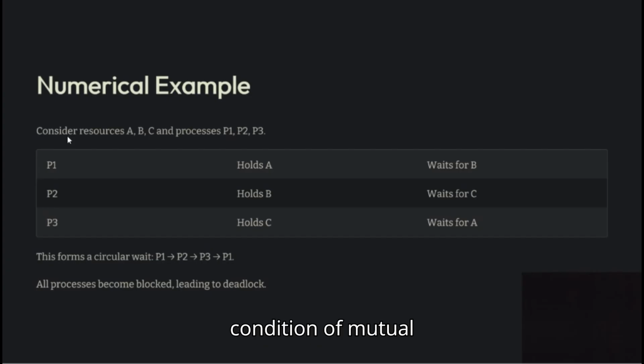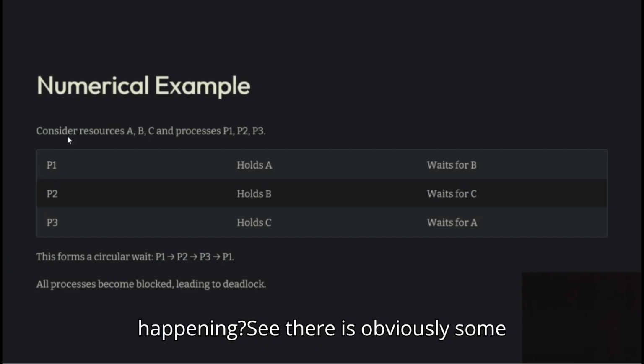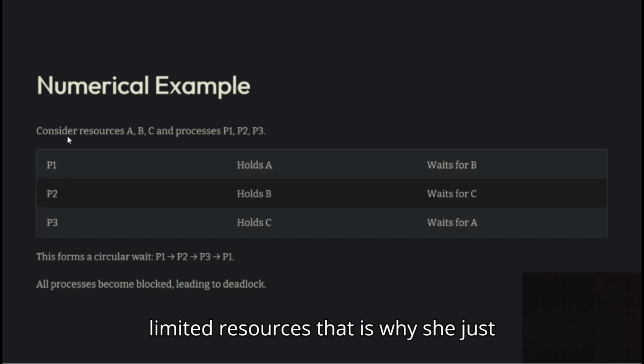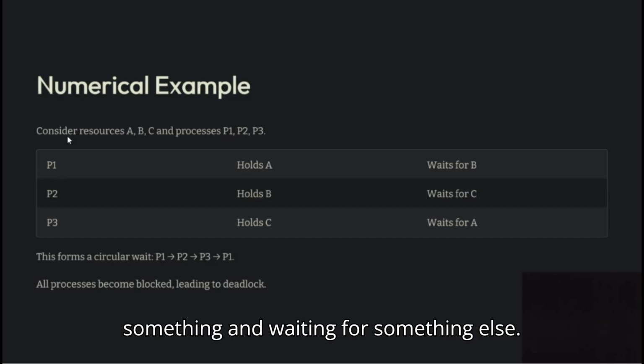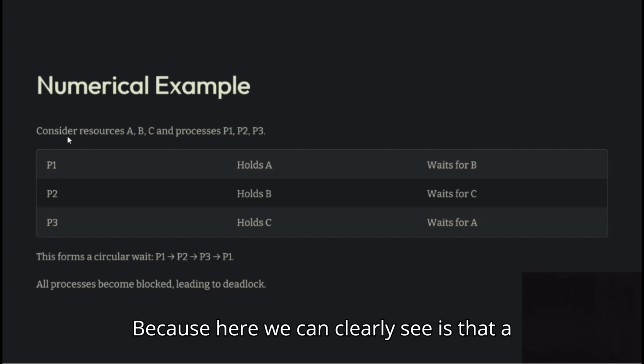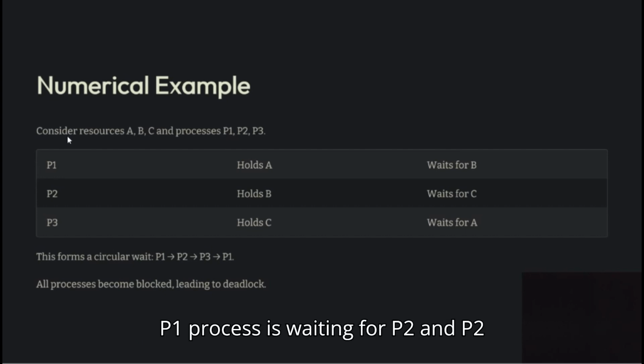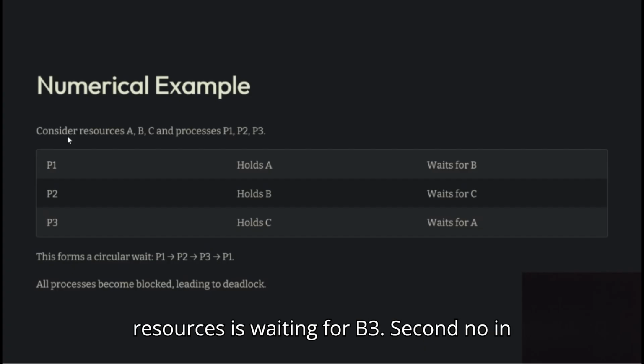The first thing is mutual exclusion. Why is mutual exclusion happening? See, there are obviously some limited resources, that is why things are being shared. Okay. Second, hold and wait. Obviously, this process is holding something and waiting for something else, because here we can clearly see that the P1 process is waiting for P2 and P2 is waiting for P3.